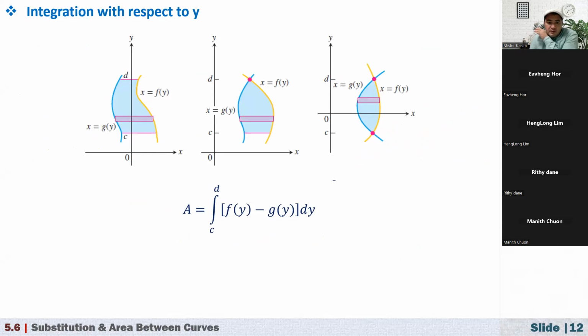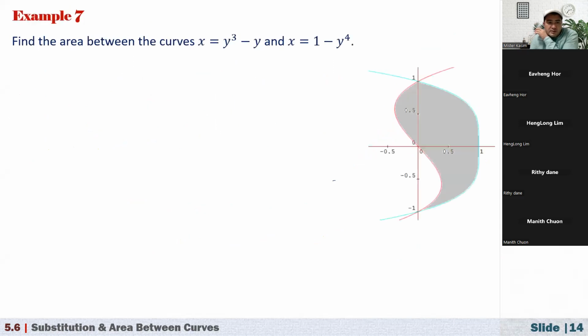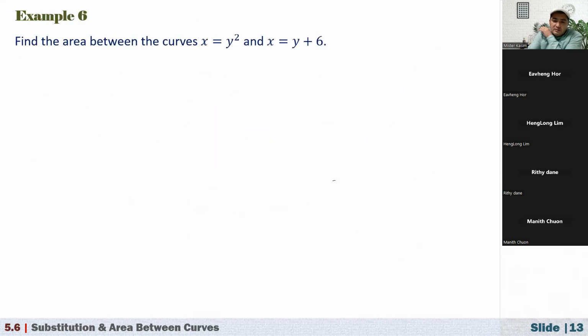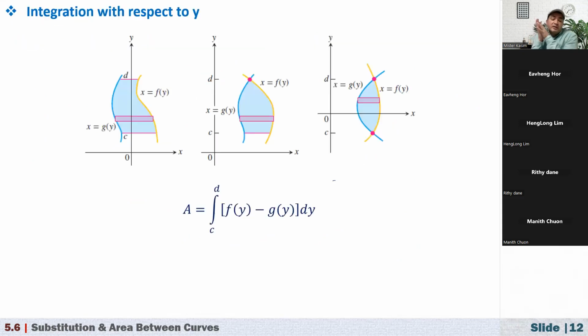The last thing, I think, do we have anything else? 1, 6, and 7. Okay, we have 2 examples left, and I want to finish the class today. Now, integration with respect to y. Sometimes integration with respect to y will be easier than integrating with respect to x. To do this one, we are going to use the same idea, but instead of drawing vertical rectangles, we need to draw horizontal rectangles.